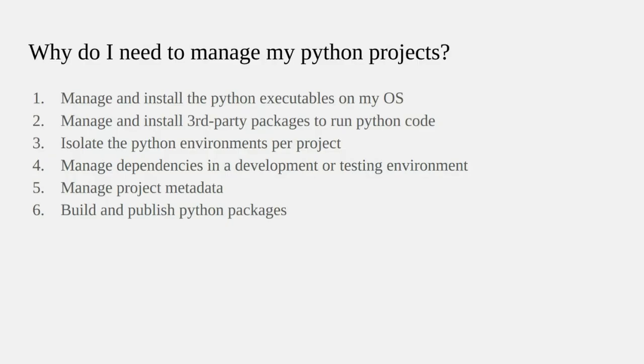So we need to be able to manage and install multiple different Python executables on your operating system, because multiple projects may require Python 3.10 and Python 3.11, but you need to be able to install and manage those things. You need to manage and install third-party packages, as described before, like pip. Those Python environments need to be isolated. You need to have different ones for each project, because each project may have completely different dependencies and requirements.